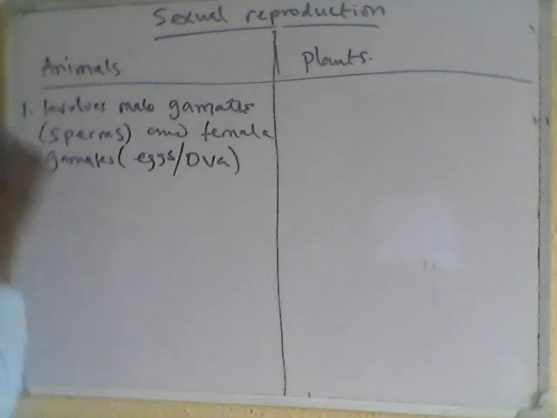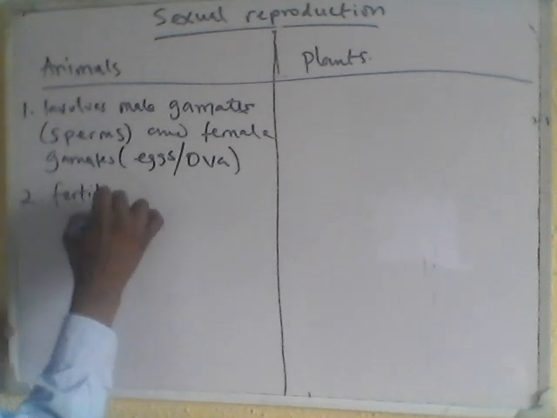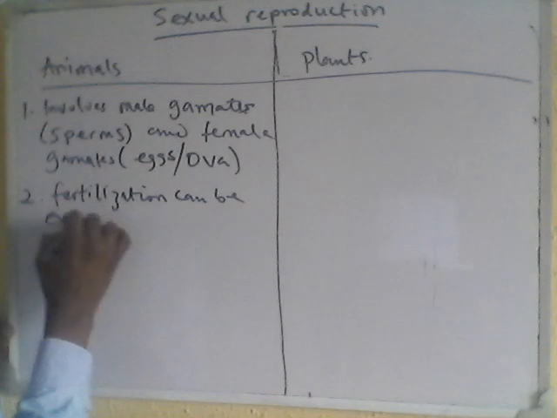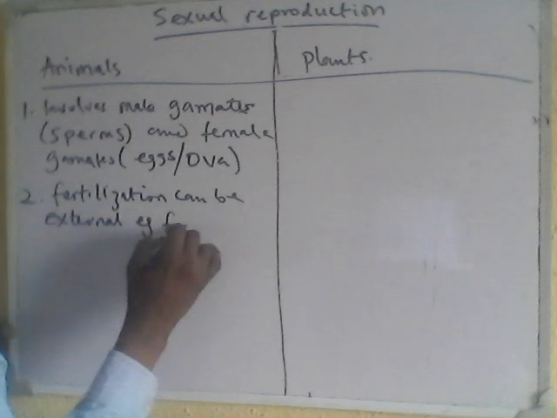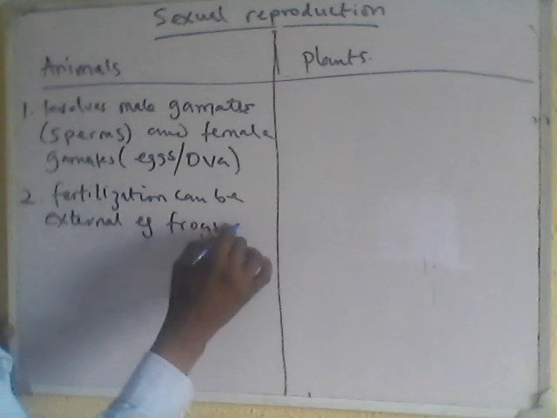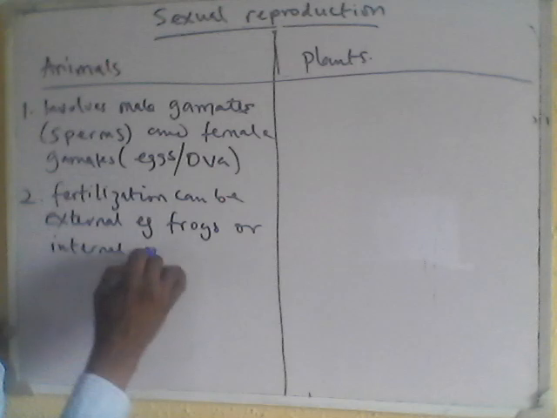Okay, so again, for animals, fertilization can be external, that is outside the body, e.g. frogs, or inside the body, e.g. humans. So fertilization can be external, e.g. frogs. For frogs, it happens outside, or internal, e.g. humans.